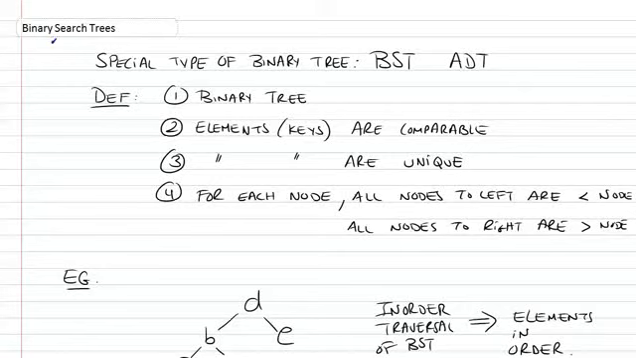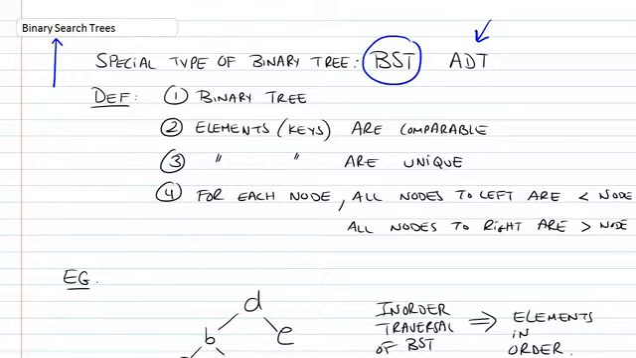A special type of binary tree that we call binary search tree, or BST, and it's also an abstract data type. We're going to be examining the definition of a BST and also some other aspects relating to a BST. So first let's define a BST. A BST, of course, is a binary tree.